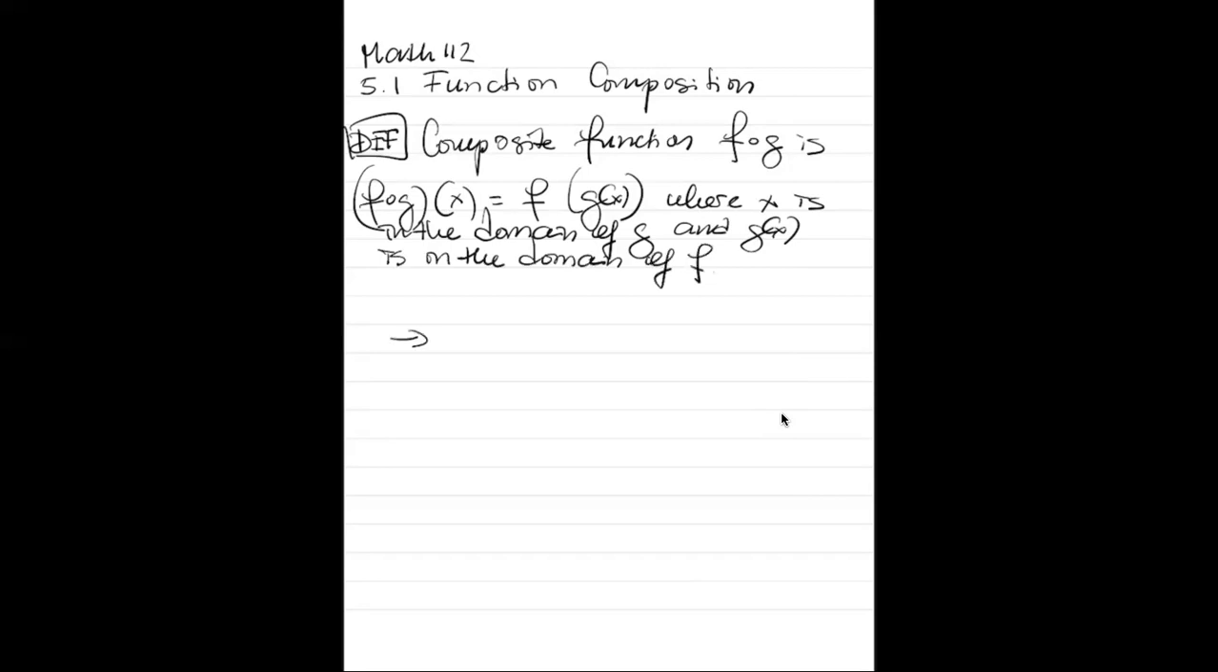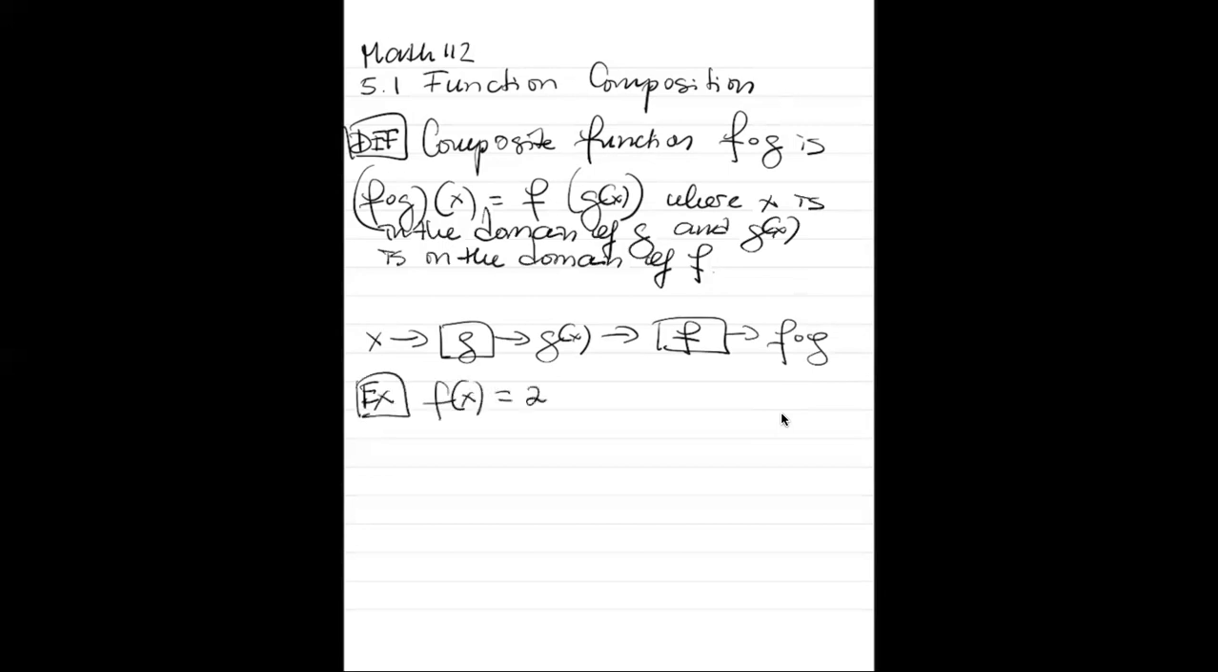So we have x going into the function g, and what comes out is g of x, which goes into f, another function, and the outcome is the composition f of g. Example: f of x is 2x minus 5, g of x is x squared minus 3x plus 8. A, find the composition of f and g of x.